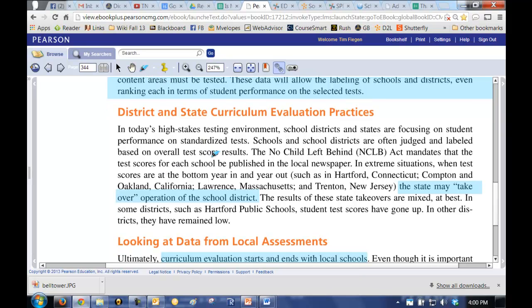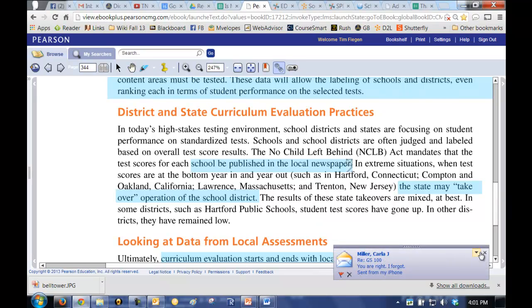I had you look it up, what the score was. In extreme situations, when the test scores are at the bottom year after year, such as Hartford, Connecticut, and Compton, Oakland, California, Lawrence, Massachusetts, Trenton, New Jersey, the state may take over operation of the school district. And this has happened some places, and it says the results are mixed. Some places scores went up, but in others they remained low.